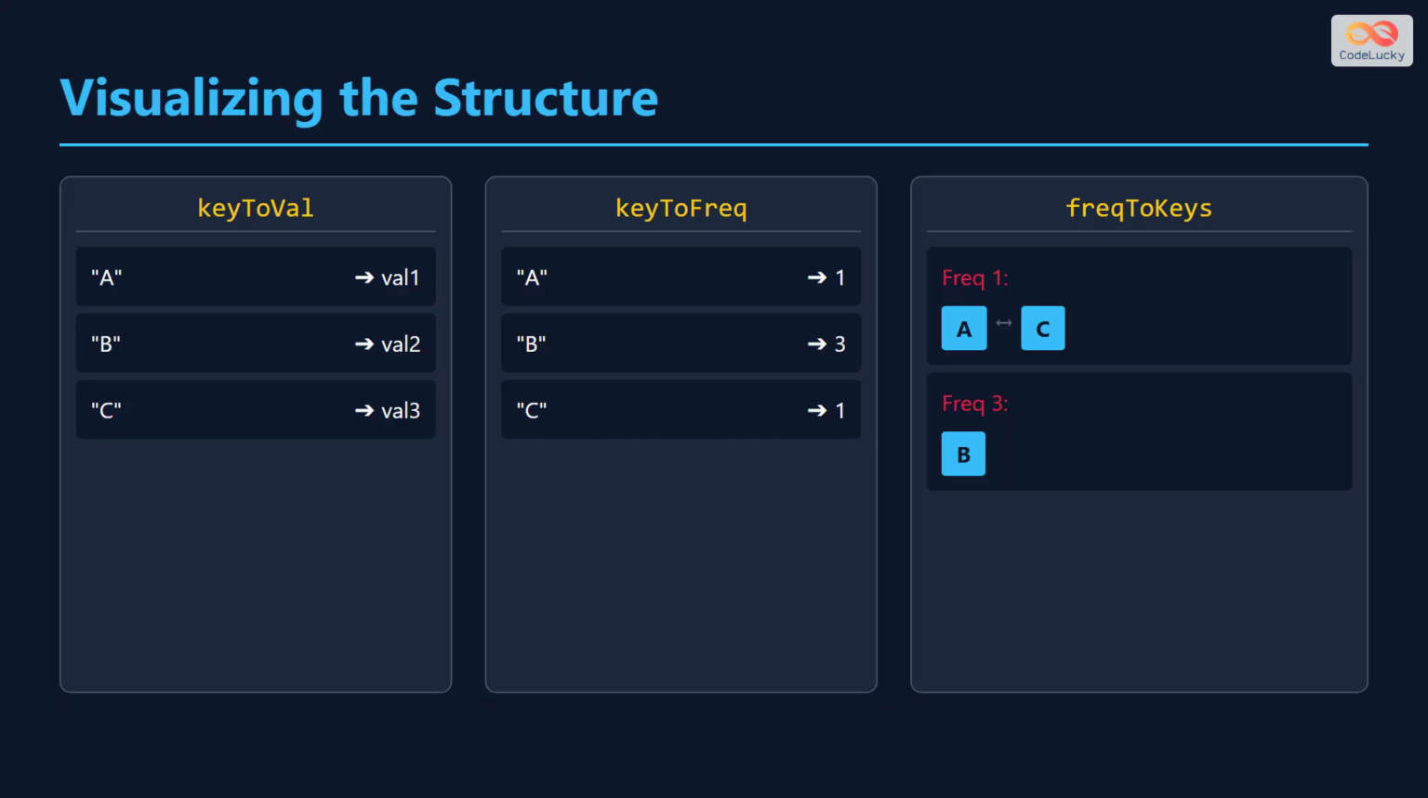Let's visualize this. We have our standard key-value storage. We also have a frequency map. The key to making this efficient is the frequency to keys map. It groups all items with one view together, all items with 3 views together, and so on, usually using a doubly linked list for easy removal.